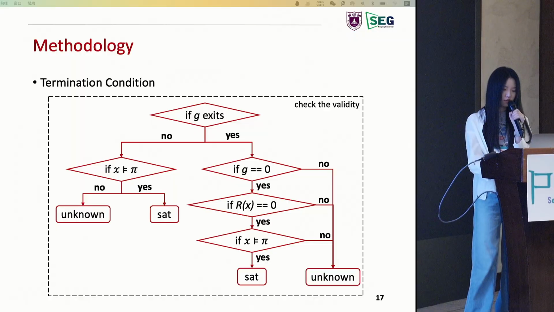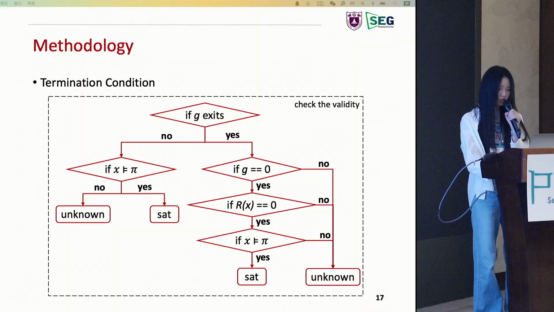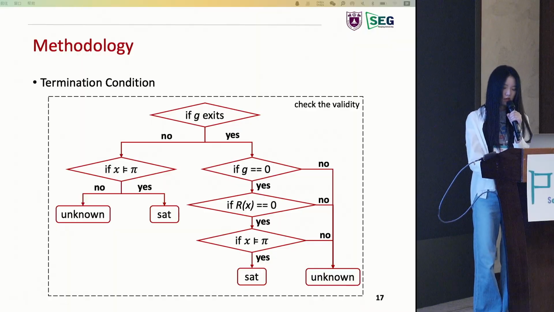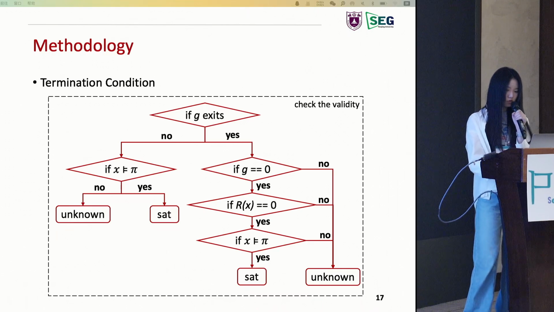First, we check if the gradient is 0. If it is not, the solution cannot be a global minimum of the objective function. Second, if the gradient is 0, we check whether Rx attains 0. If not, x cannot be a model of the constraint. Third, when both the gradient and function value are 0, we check whether x is a model of pi. This validation process not only ensures the soundness of our approach, but also improves the overall efficiency.